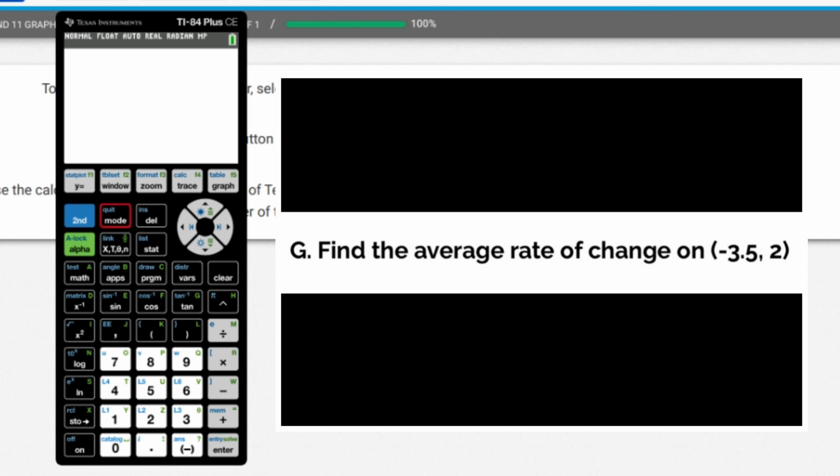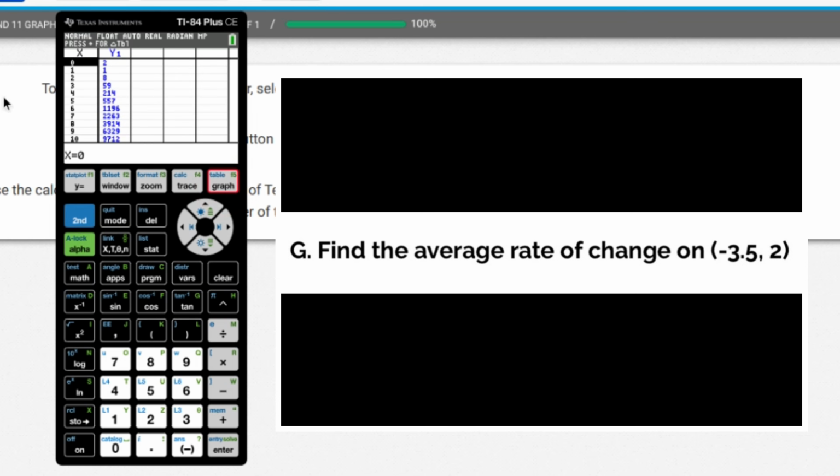Okay, for problem G, I'm going to have to find the average rate of change on the interval negative 3.5 and 2. Now, what you could do, and everybody would be able to do this if you are in this class, if you used this calculator before, is just plug stuff in, but I'm not going to do it that way. I'm going to allow my table to do the talking for me. Now, here's the issue. If I were to hit second table, it does give me a value of 2, but it doesn't give me a value of negative 3.5.